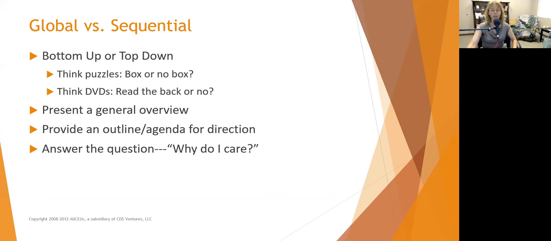Present a general overview, provide an outline or agenda for direction that helps the sensing people feel a little bit more grounded, and continue to make sure you're answering the question, or the clients are able to answer the question, why do I care? Why do your clients care about this topic?